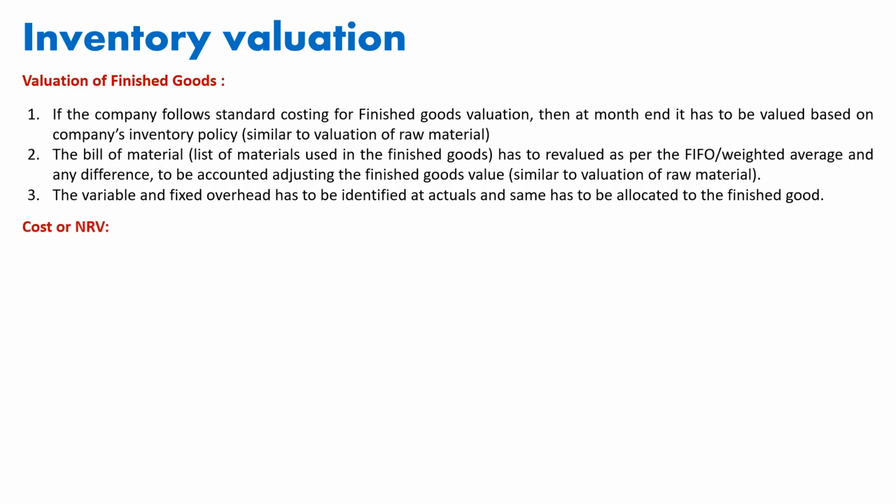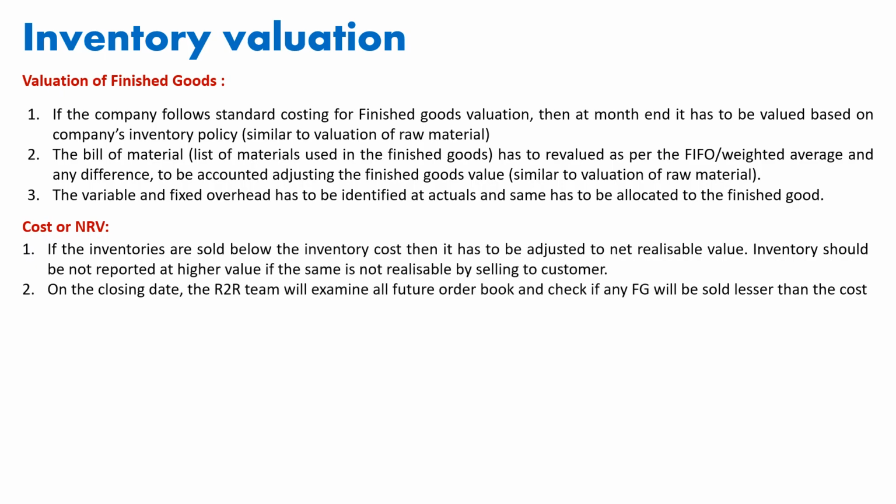Now, cost or NRV is very important. Why? Let's see. If the inventories are sold below the inventory cost, then it has to be adjusted to the net realizable value. So inventory should not be reported at higher value if the same is not realizable by selling to the customer. That means if the inventory cost is 100 and you are selling that product in future at 90, you can't report it at 100 because the realization is only 90. Hence, you have to reduce the inventory valuation to 90.